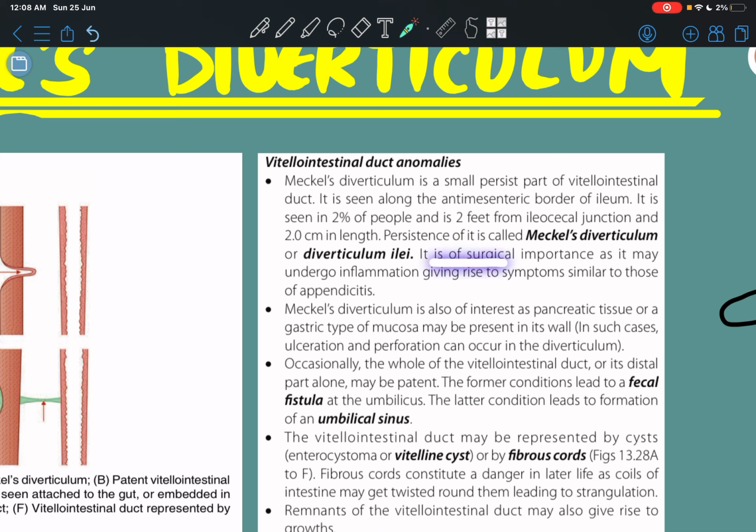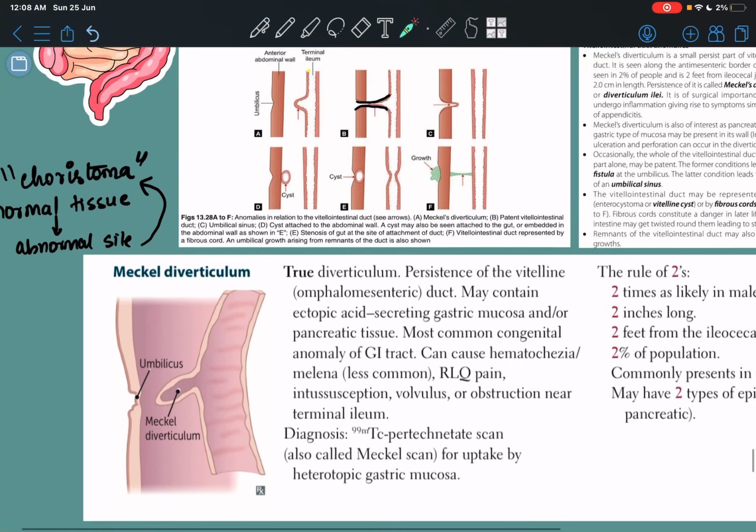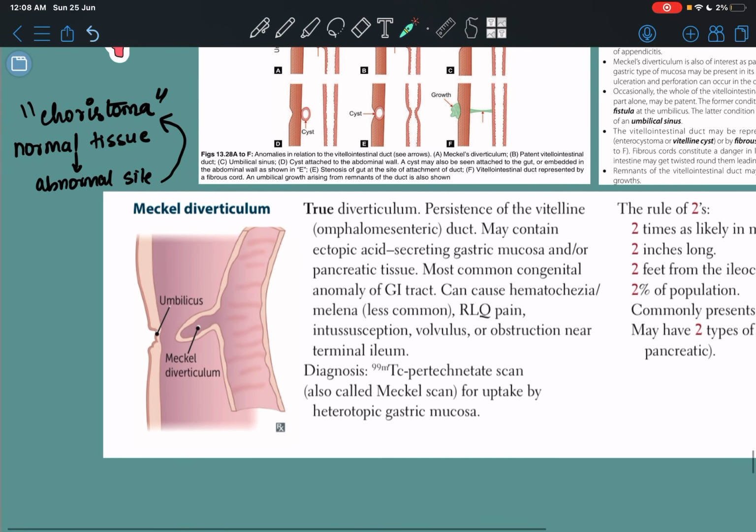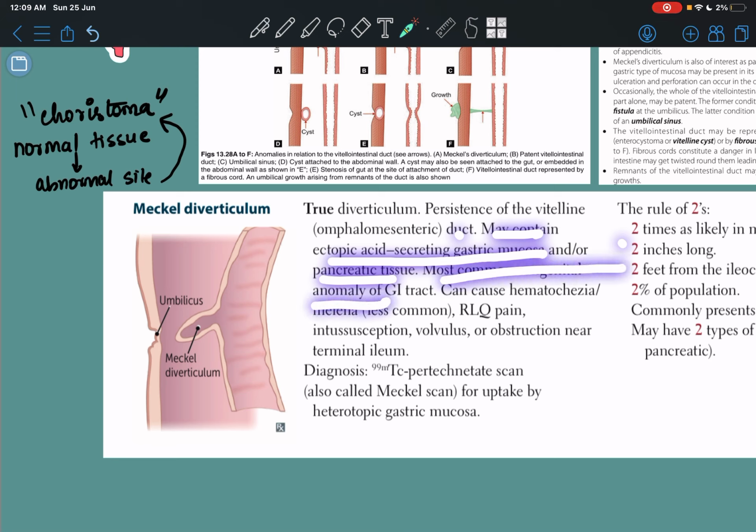It is of surgical importance as it may undergo inflammation giving rise to symptoms similar to those of appendicitis, and we discussed this also. So yep, now we go to First Aid, whatever is written. So it's a true diverticulum. Persistence of the vitelline or omphalomesenteric duct may contain ectopic acid secreting gastric mucosa, or it can contain pancreatic tissue. Most common congenital anomaly of the GI tract. So I failed to mention GI tract. Most common congenital anomaly of the GI tract can cause hematochezia or melena.